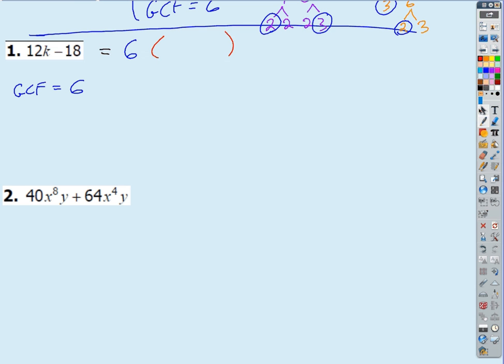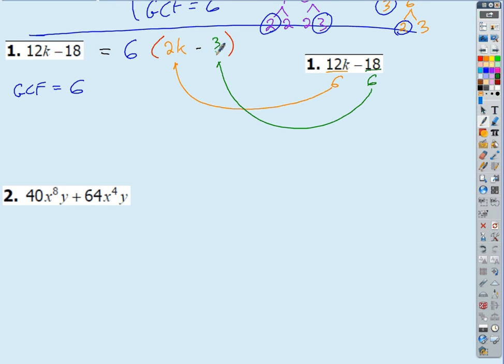Okay, good. And the way we could look at that, we could just ask ourselves, if I divide by 6, what are we going to get? If I divide the first term by 6, 12k divided by 6 is what? 2k. Okay, so then we're going to get a 2k there. And then what about 18 divided by 6? What's that going to give me? Okay, good. So I'm going to get minus 3. Does that make sense?